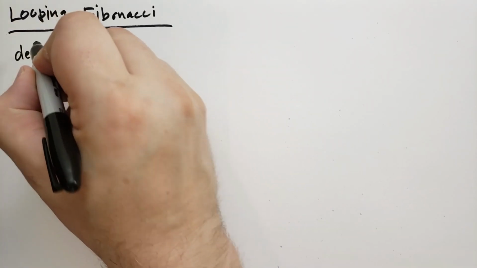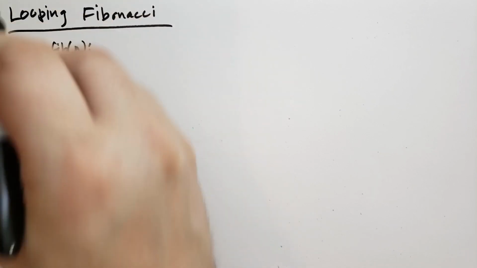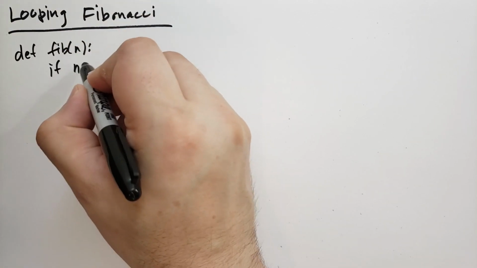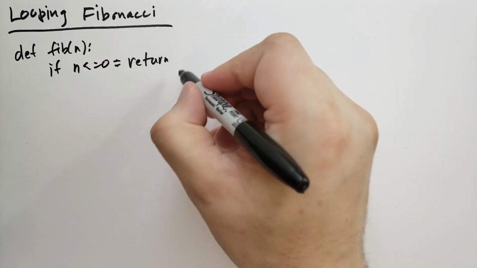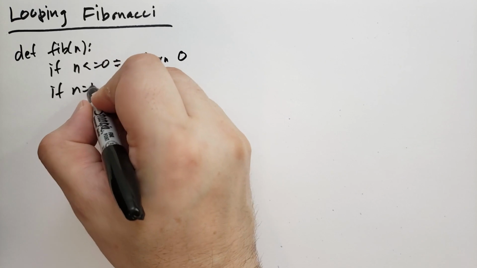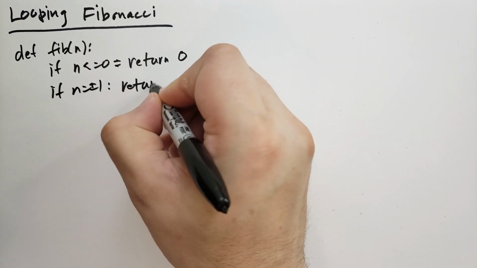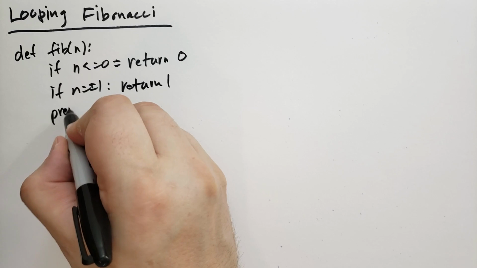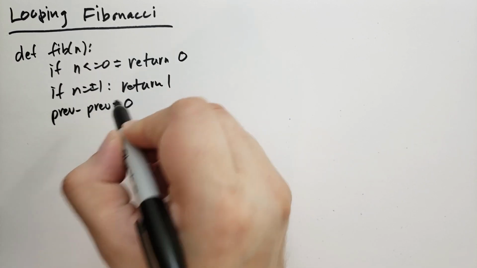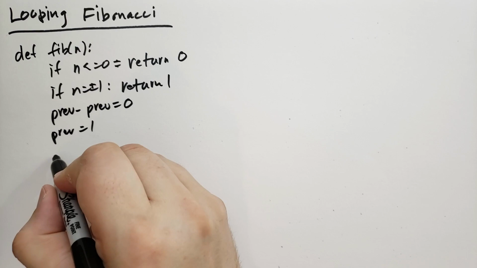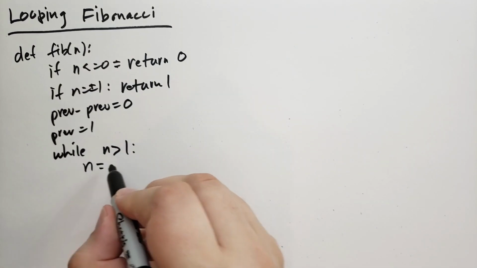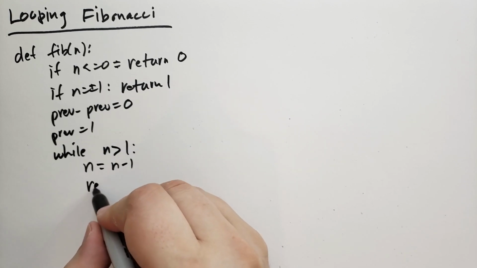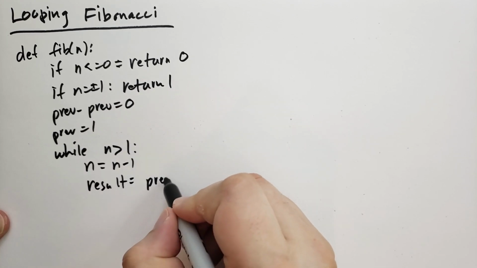Let's now consider what happens for looping Fibonacci. This function looks very different than the recursive one. Well, the outside's the same, of course, and we still have that if n is less than or equal to 0, we're going to return 0. If n is equal to 1, we're going to return 1. And then we're going to keep track of the two previous values, prev and prev. And then we're going to loop as long as n is greater than 1. We're going to decrement n. And we're going to say the result is equal to the sum of the two previous values.